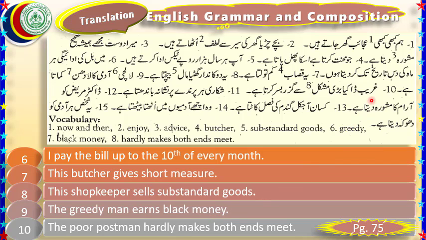Part number 10 is गरीब डाकिया बड़ी मुश्किल से गुजर बसर करता है. The poor postman hardly makes both ends meet. शिकारी हर परिंदे पर निशाना बांधता है.